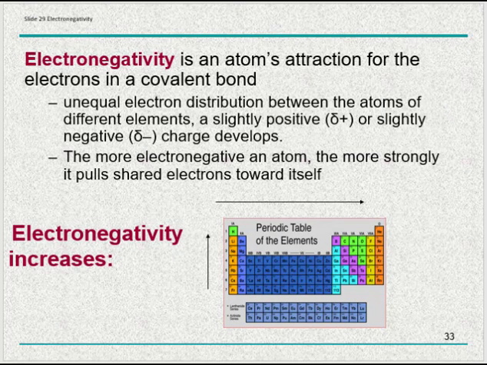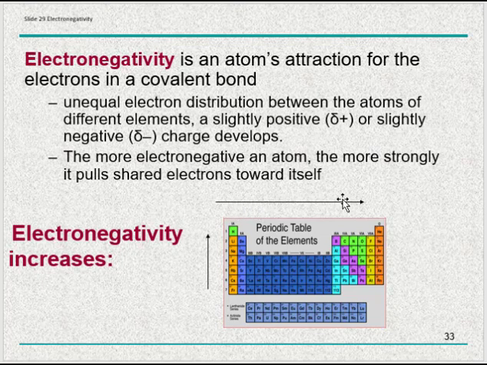Electronegativity is an atom's attraction for the electrons within the covalent bond. An unequal distribution between these atoms allows for a slightly positive or a slightly negative charge to develop. The more electronegative an atom is, the stronger it pulls other shared electrons towards itself. The periodic table also shows trend lines for electronegativity.